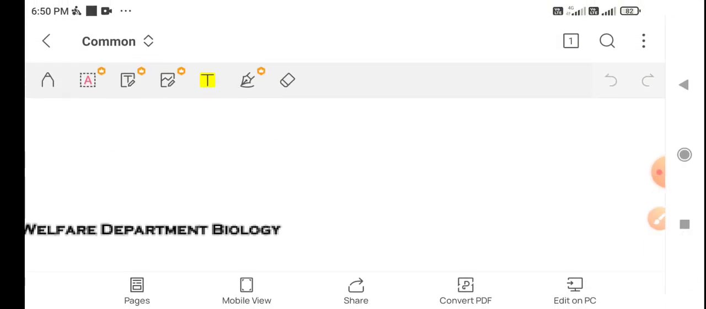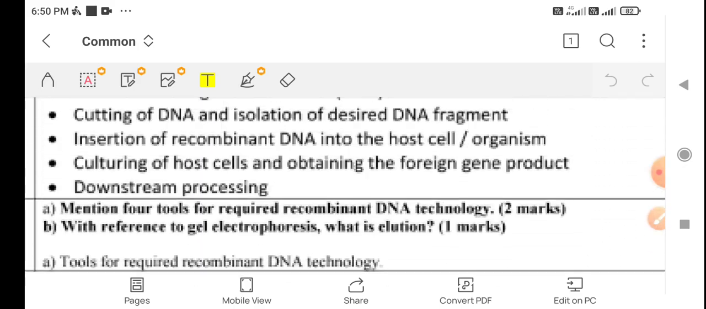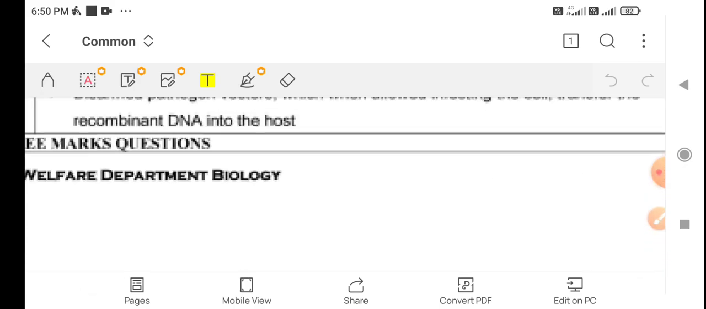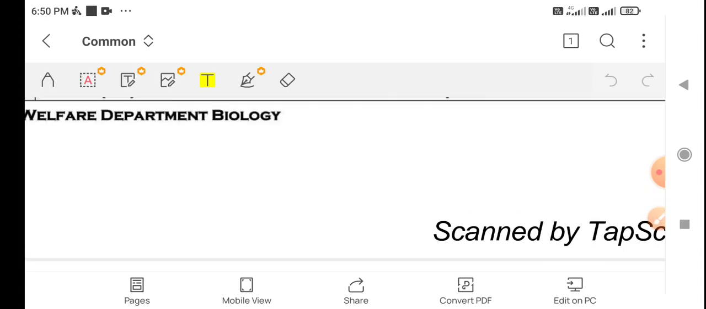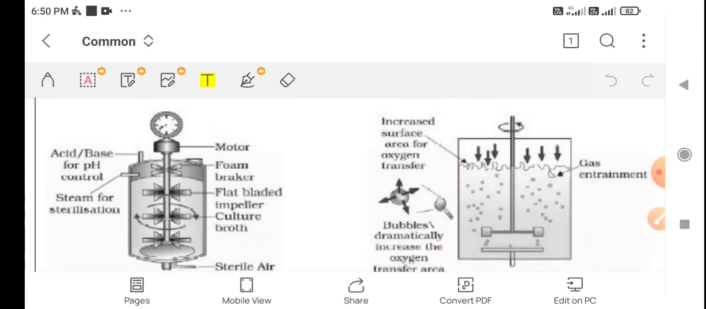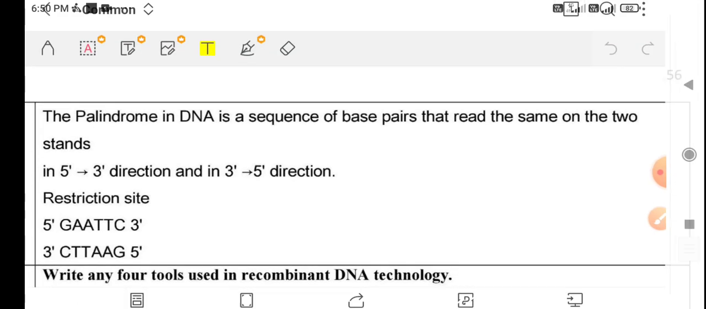Okay, up to now we discussed a chapter related to biotechnology. Okay, hopefully this chapter is useful for your exam purpose.